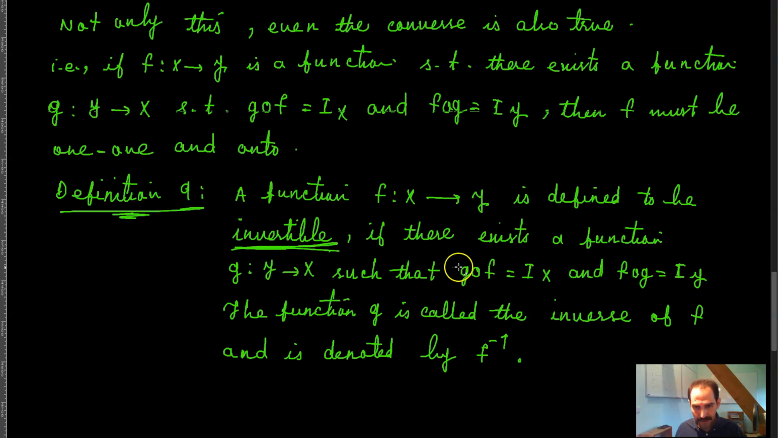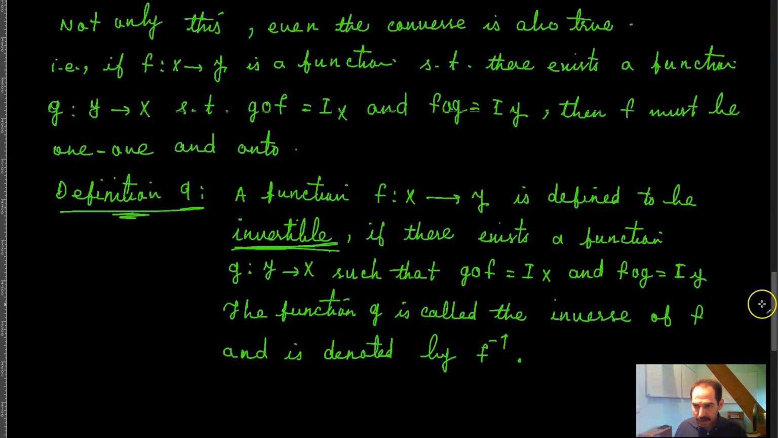Now, when this happens, when you can find that function g from y to x in such a way that this happens and that happens, what that means is that the function f must have been basically 1, 1, and onto in the first place. Otherwise, it wouldn't have been possible to go through all of those steps. That was the first condition that we had, meaning that first f has to be 1, 1, and onto, and then it's possible to find a function g from y to x in such a way that g of f is equal to I of x and f of g is equal to I of y.